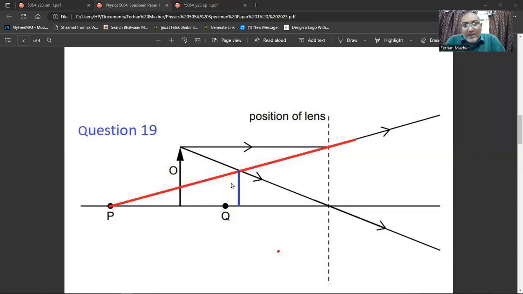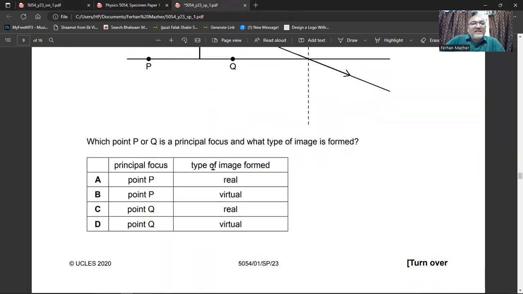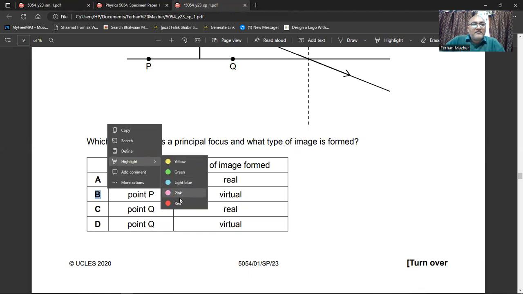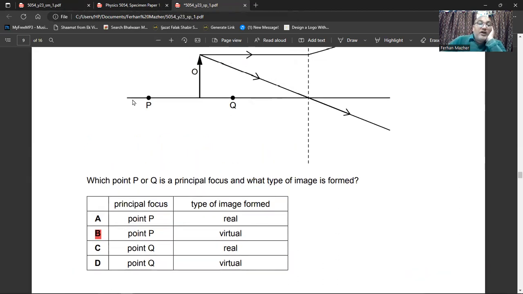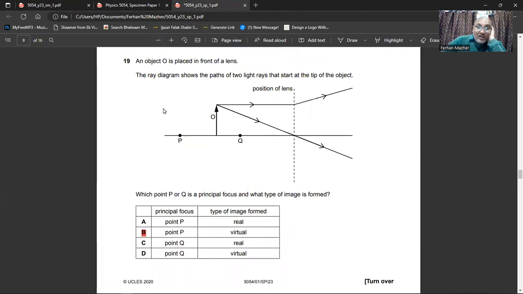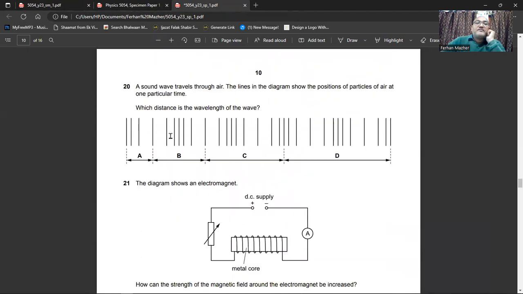The image formed by a diverging lens is always a virtual image. So let's see what the options are. The principal focus is P and the type of the image will be virtual. The diverging lens always makes a virtual image, remember. So I think question number 19B looks the best option, sir. Question number 19B is the right option.